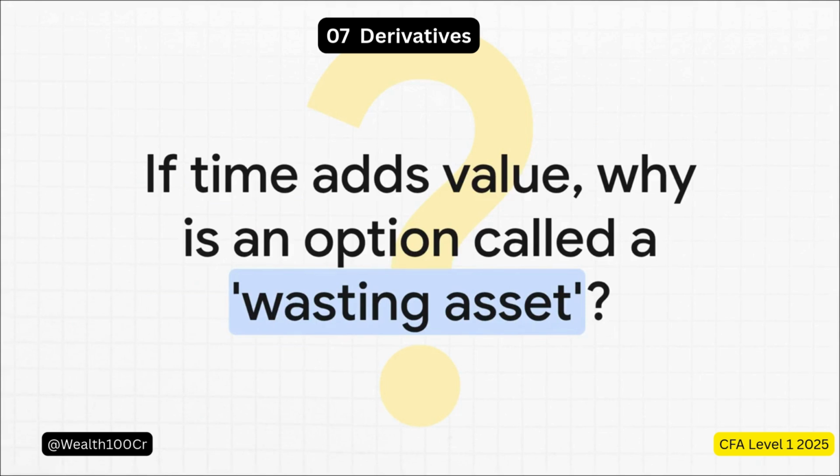We said that more time adds hope value, right? So if time is a good thing, then why do people often call an option a wasting asset? Think about our melting ice cube. We will explore that question more next time.